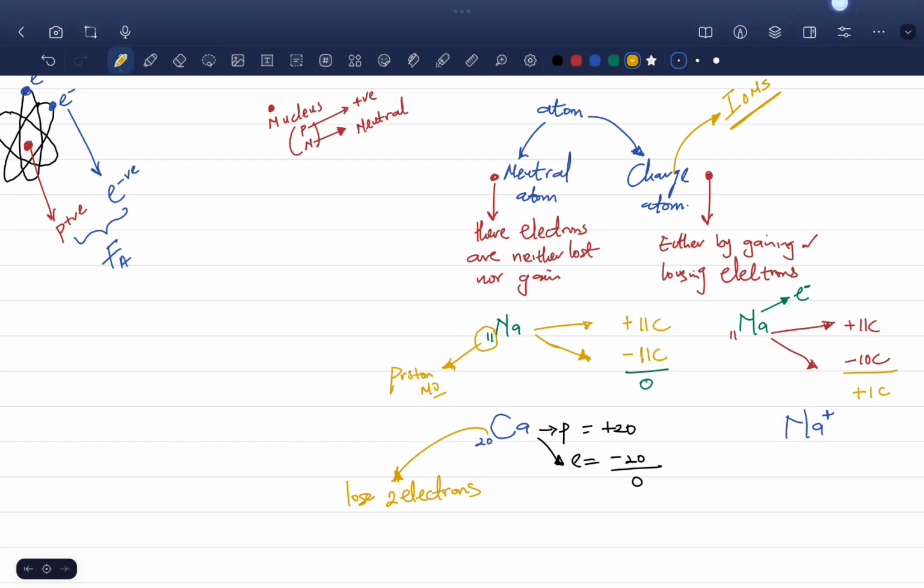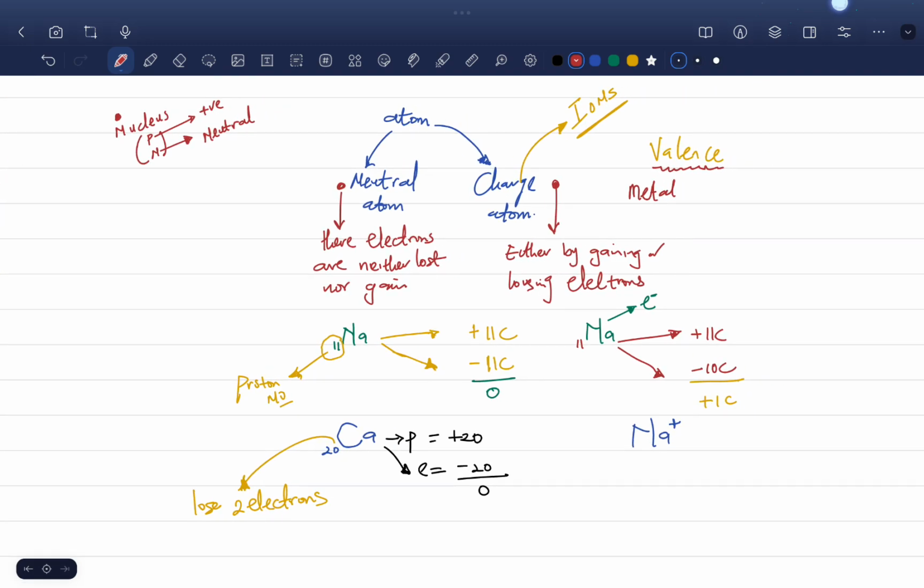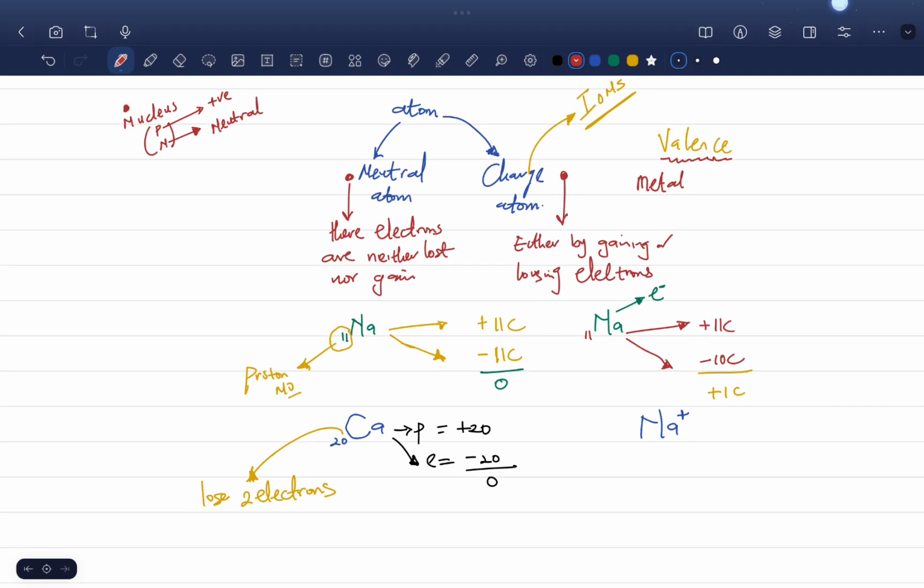Now, why is it losing 2 electrons? The reason why it is going to lose 2 electrons is due to the concept of valence. The right way to break this concept of valence down is to say that metals usually have either 1, 2, or 3 electrons in their outermost shell.